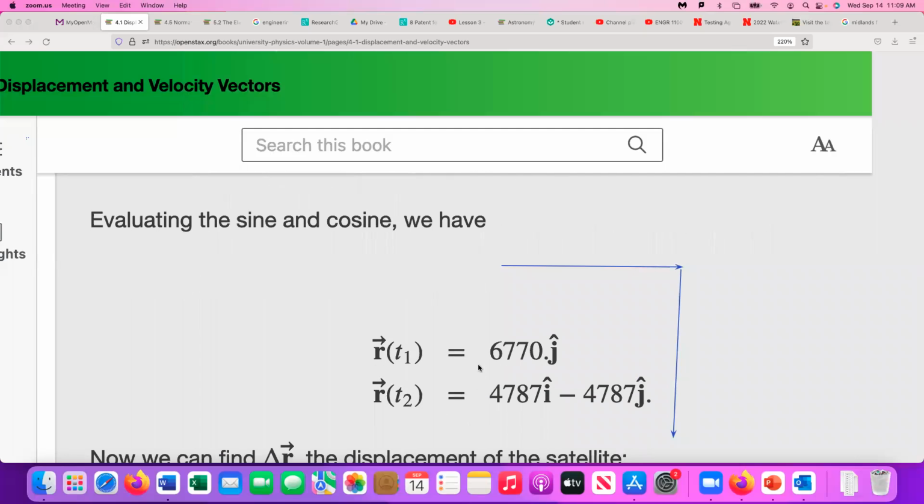And you end up multiplying 6,770 times square root 2/2 to get 4,787 times I hat. You do the same thing times the negative square root 2/2, and you get negative 4,787 times J hat. And that becomes your ending position vector. So you get both of those terms.